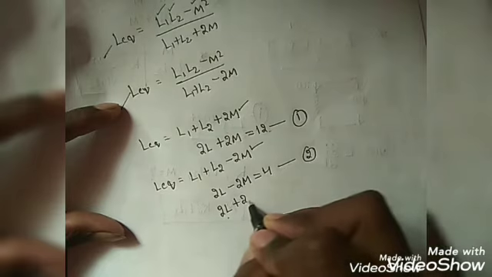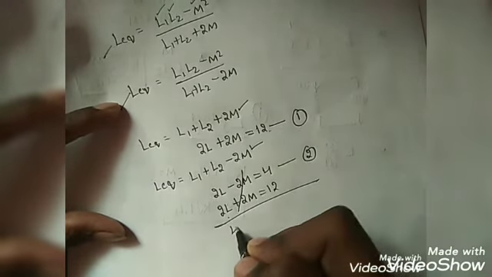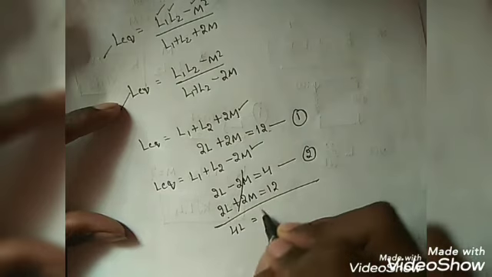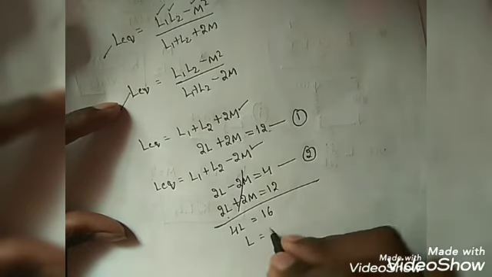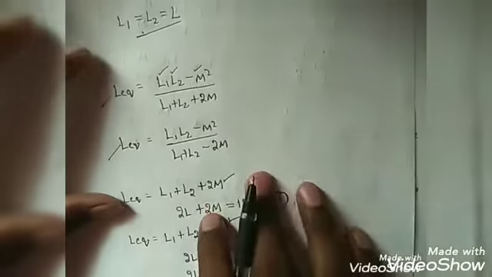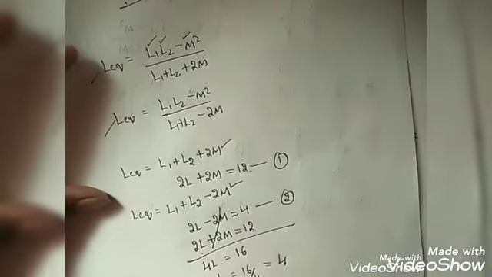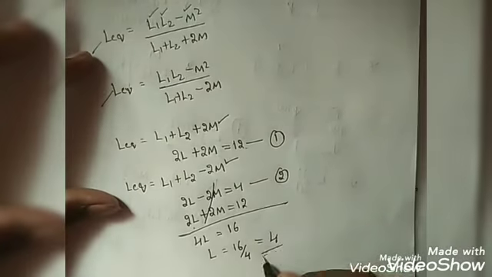If we add equations 1 and 2, we get 4L equals 16. So L is equal to 16 by 4, that is 4. We have got the value of L. Now we have to find the value of M.